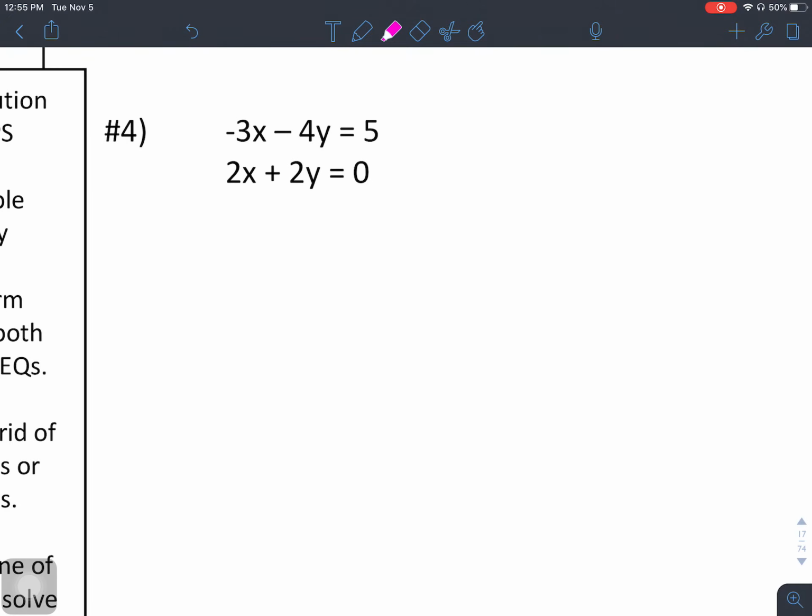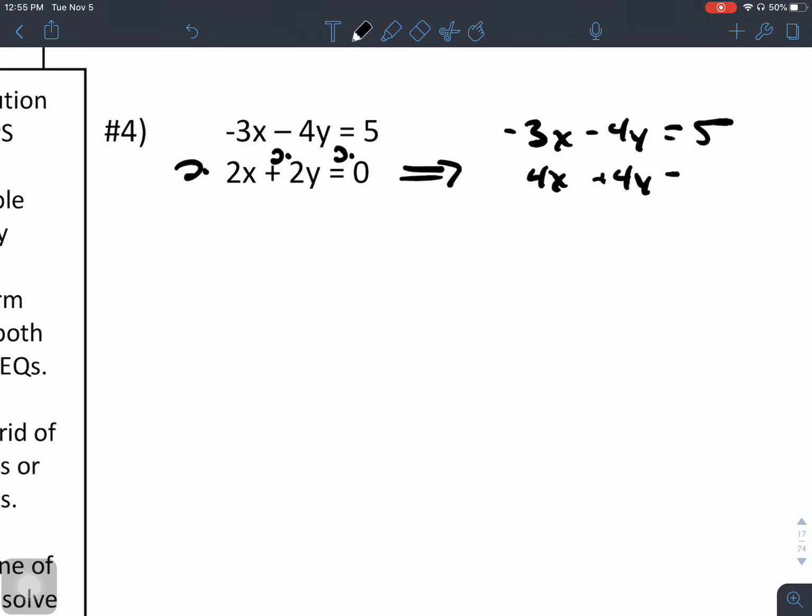Let's see, getting y by itself would not be easy. Elimination doesn't seem like it's going to happen organically. But here's what we can do. We can take this equation here and multiply every term by 2. What would that do for us? If we leave the first equation the same and multiply each of these terms by 2, we're going to get 4x plus 4y equals 0.